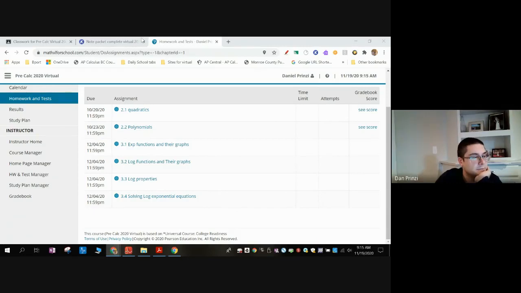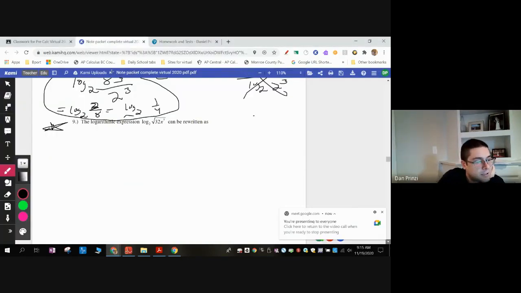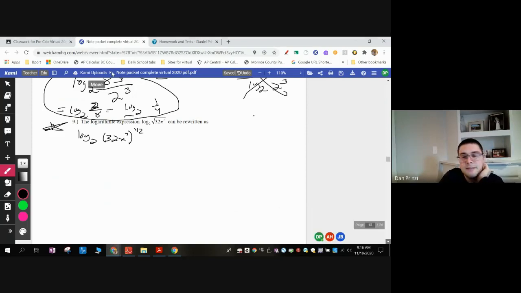Where'd you all go? There you are. The first thing I would do is say, okay, you can write this as log base 2. Do you see how this whole thing's under the square root? So you're going to make that 32x to the 7th all to the 1/2 power. Is everyone okay with that? The whole thing to the 1/2 power. Okay. We good with that, guys?